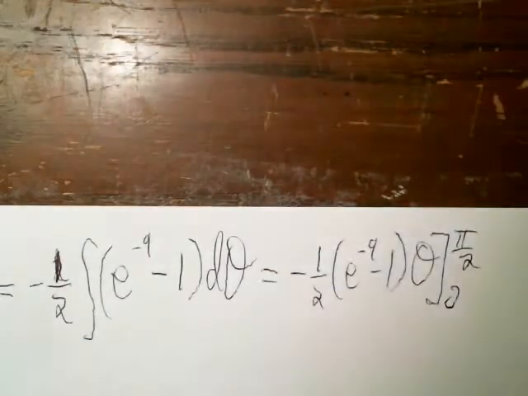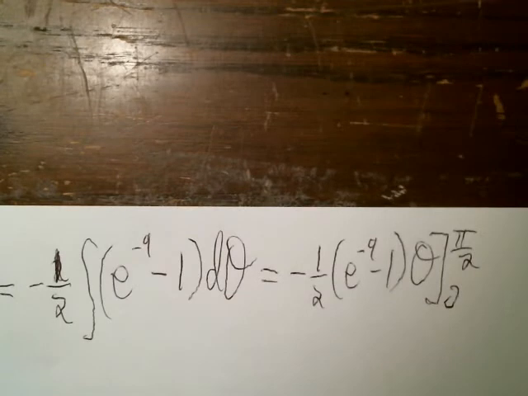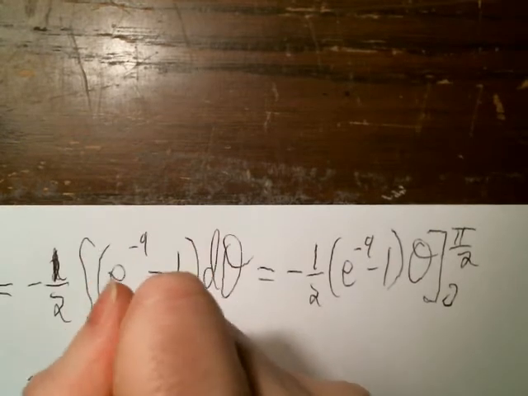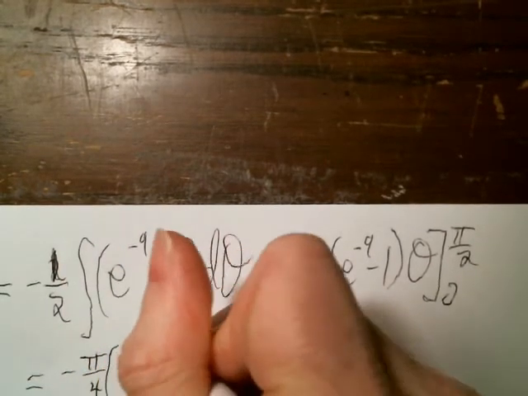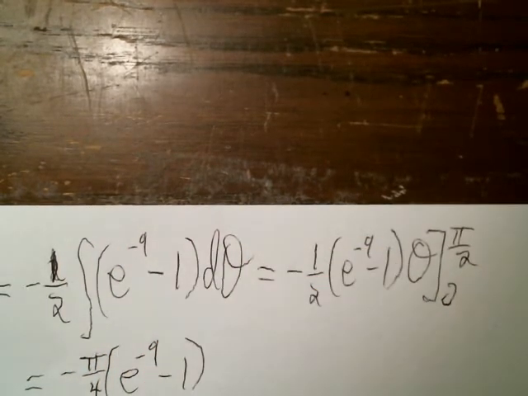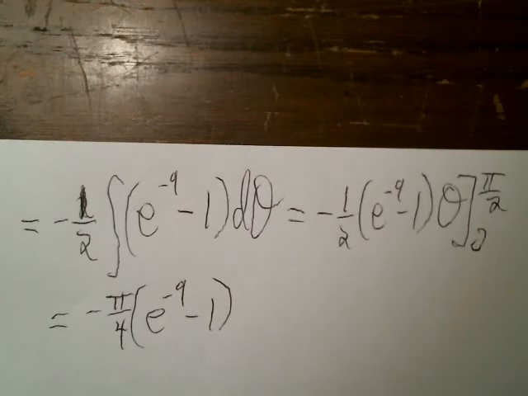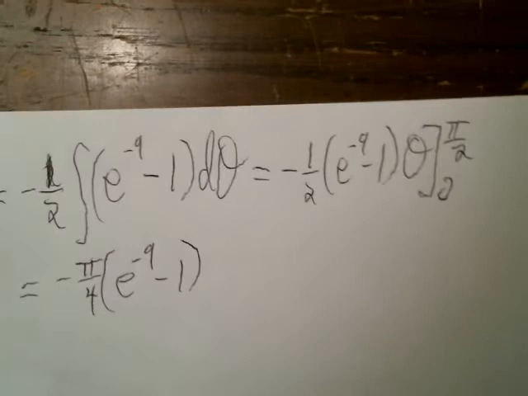And then you could just plug in your pi over 2 and look in the back of the book, see if it's right. And I'm pretty sure it is. So this is negative pi over 4 times e to the negative 9th minus 1. Let me look at my notes, make sure that's right. I wrote it in a funny way, but that's right. Okay, so that's cylindrical substitutions.